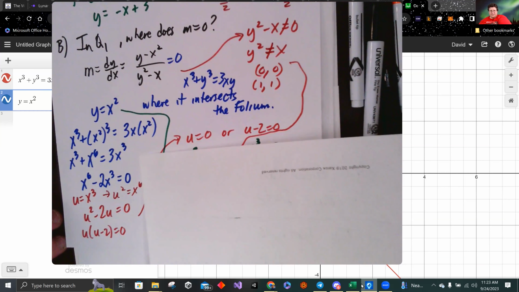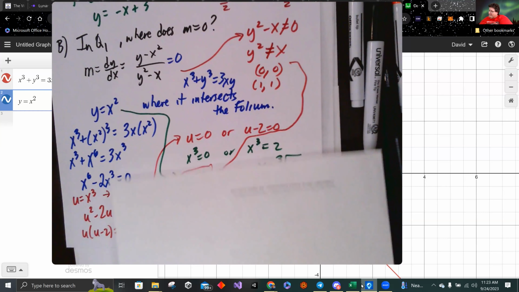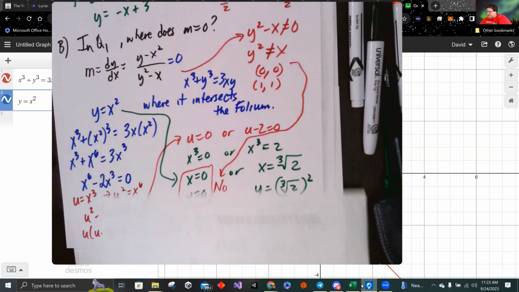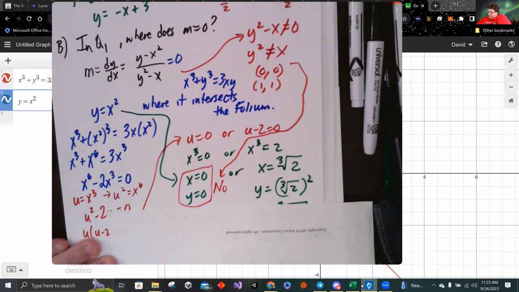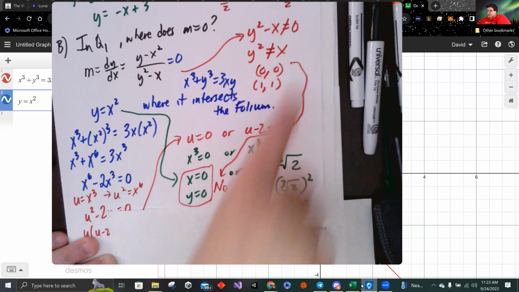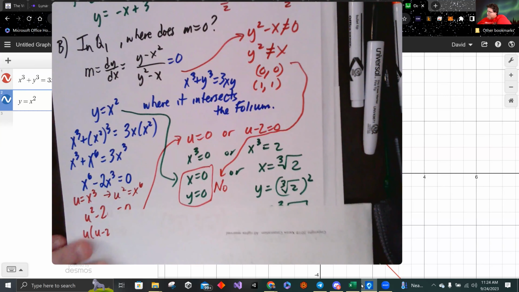From there, we plug x cubed back in. We have x cubed equals 0 or x cubed equals 2. The first one gives us x equals 0, and when x equals 0, y equals 0 in the starter equation. First off, that's the origin. It's not even in quadrant 1, really. It's on the border, but it also violates y squared cannot equal x. So we're tossing that out for a multitude of reasons.